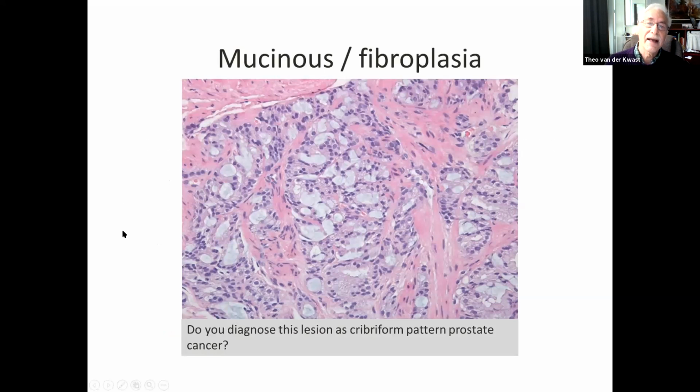Here, an example from our slide set again. You get a few seconds to think whether you would call this cribriform pattern prostate cancer. This is from the category mucinous fibroplasia.